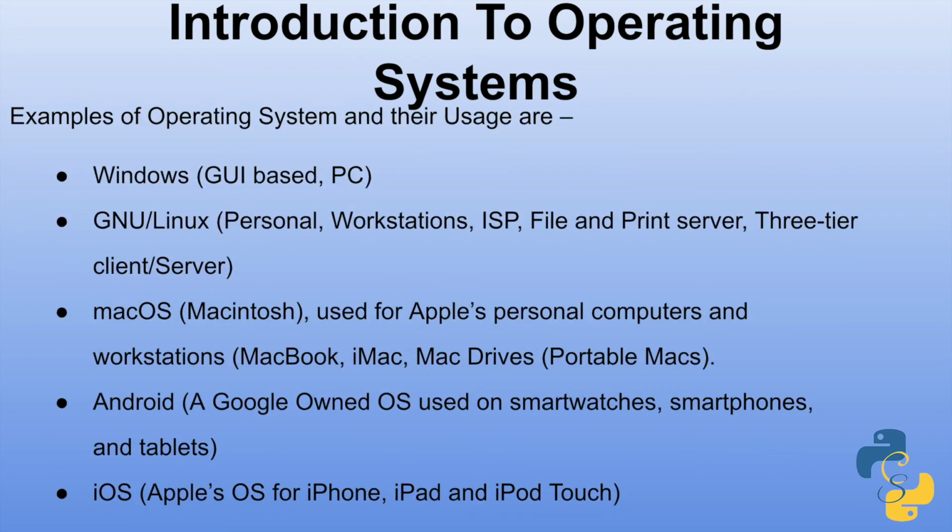So examples of operating systems and their usage are Windows, which is a GUI-based PC, GNU or Linux, which is personal workstations, ISP, a file and print server, and a 3-tier client or server. And there's macOS, which is Macintosh, and it is used for Apple's personal computers and workstations, which is, of course, the MacBook Pro, the MacBook Air, all MacBooks, the iMac, and Mac drives, which are just portable Macs that you can really put in any monitor to get your Mac computer to start working without actually buying a complete MacBook or a complete iMac or something like that.